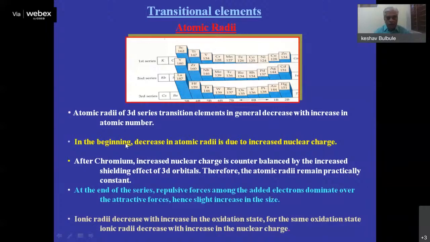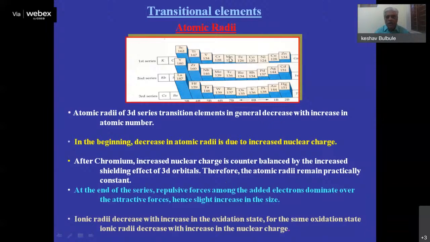In the beginning it decreases, then remains constant, and again increases towards the end. And all this is because of the very characteristic feature that after chromium, the increased nuclear charge is counterbalanced by the increased shielding effect. You must have been taught in lower classes what the shielding effect or screening effect is. Then you know the net charge present in the nucleus is called the nuclear charge and so on.